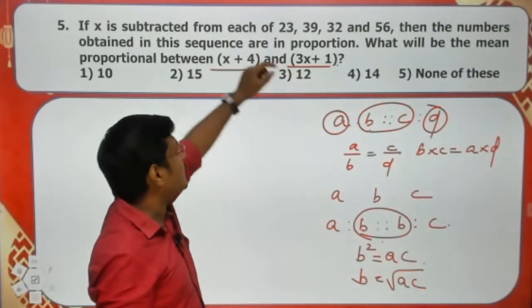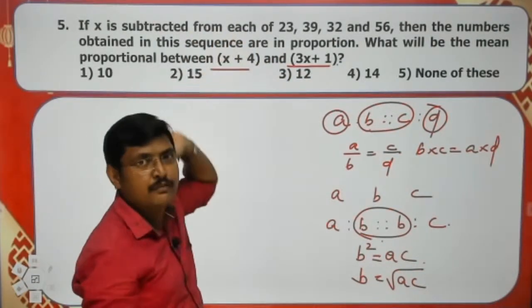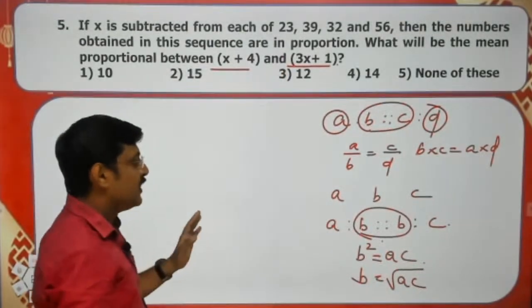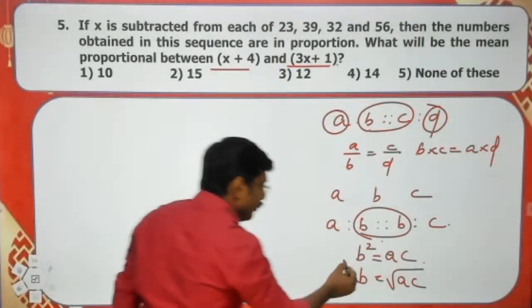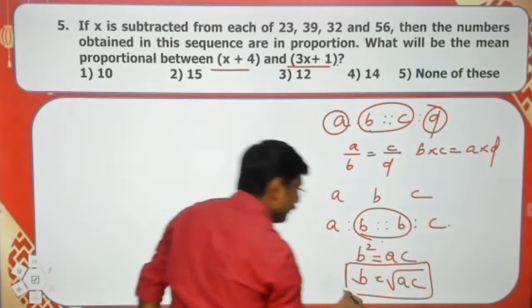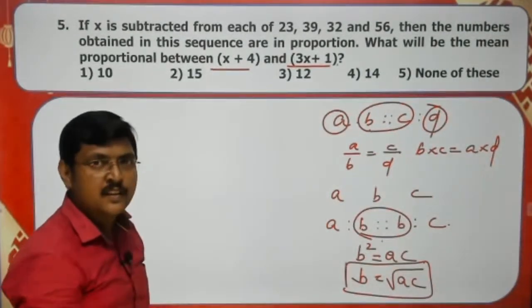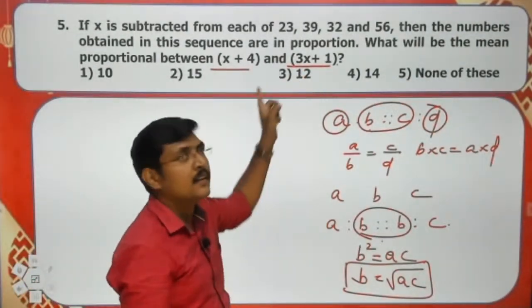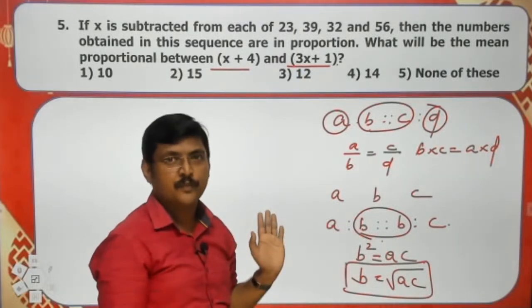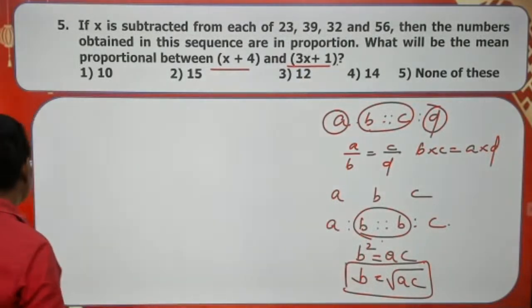To find the value for x, we need to consider the first condition. So I am considering the first condition. I hope it is clear. We need to frame in this way. To find the mean proportion, take the product of these 2 numbers and take the square root. You will get the answer. Okay, so I am solving this.